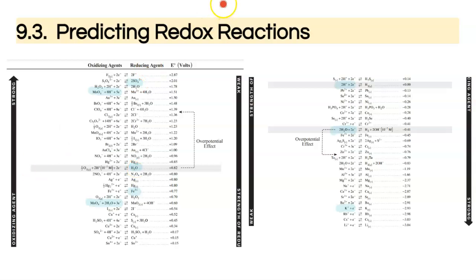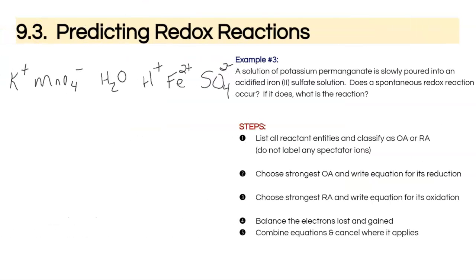So I'm going to go back and just label those appropriately. Right, so K+ is an oxidizing agent, so is my MnO4-. My water is both. Hydrogen is an oxidizing agent. My iron is a reducing agent. And my sulfate is also a reducing agent.